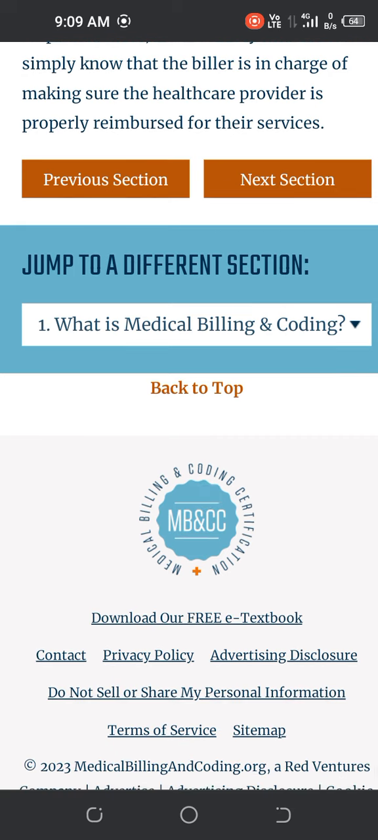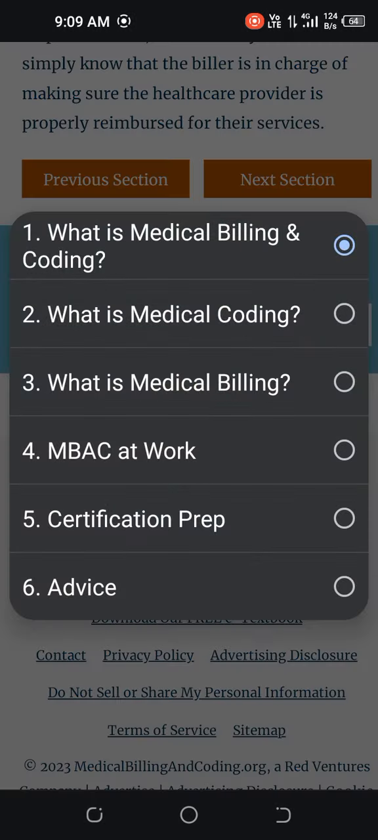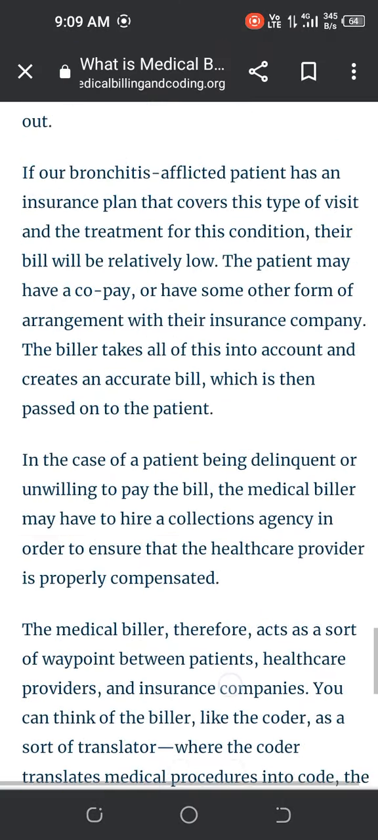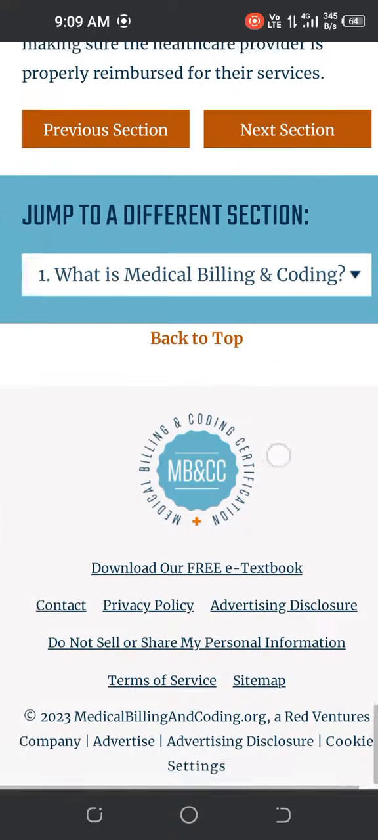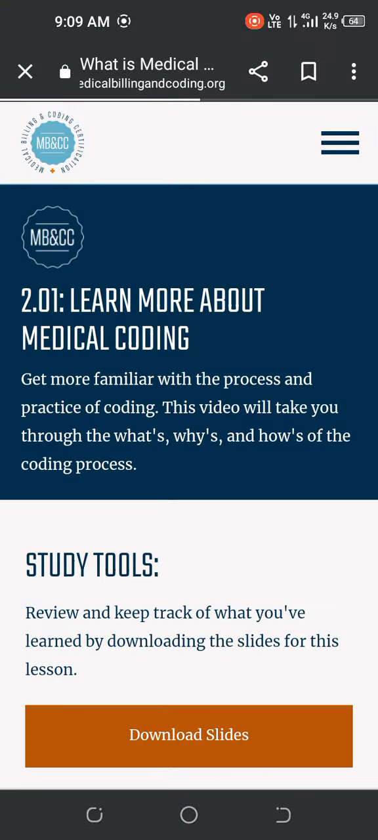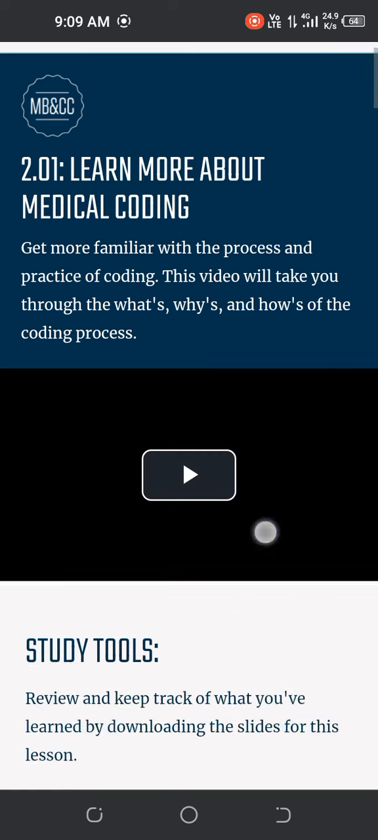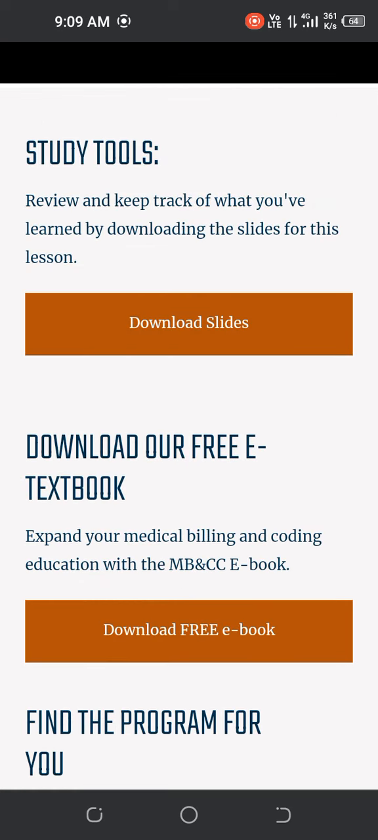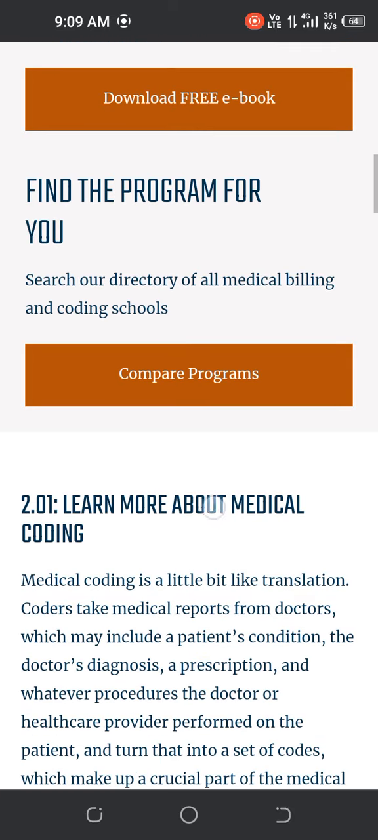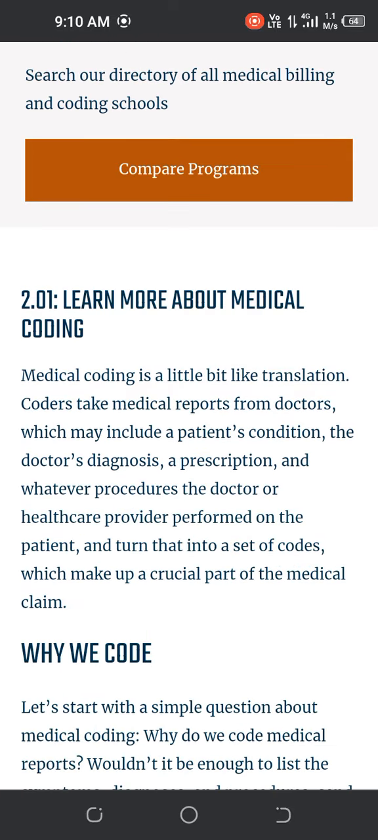Okay, jump to a different section. What is medical billing and coding? What is medical coding? What is medical billing? Certificate prep advice. So these are different things, you can check them. For example, we have to learn what is medical coding. So learn more about medical coding. Study tools, download our free textbook, find our program for you.